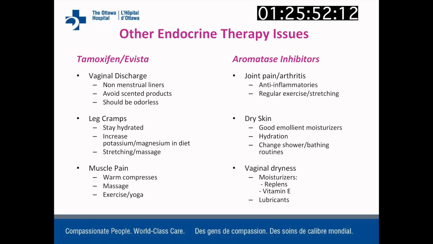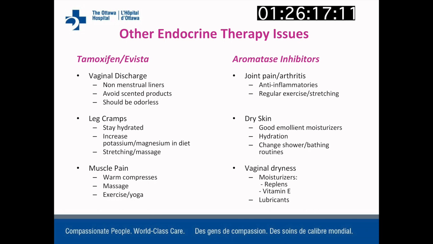Since we've been giving this class, there were a number of things that women asked, and they wanted to talk about some of the side effects that occur with their endocrine therapies. I'm just going to highlight a few on this slide. With the drug tamoxifen, and it also has a sister compound that's used occasionally, Evista or raloxifene, there are a couple of things that women find quite often. One of the major things is vaginal discharge.